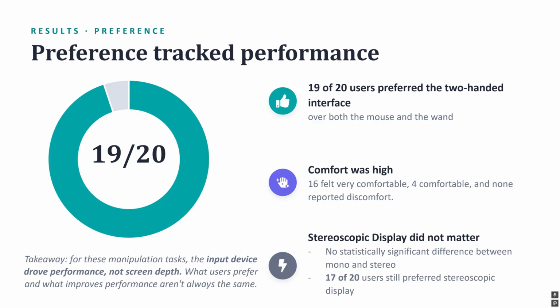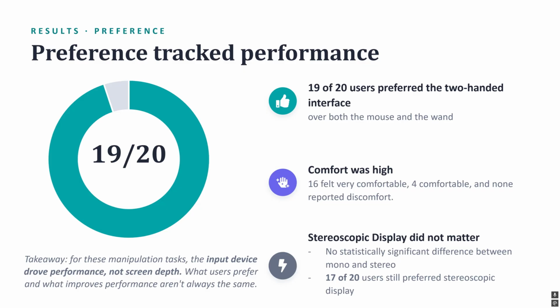As for the display, it did not matter. No statistically significant difference was found between mono and stereo, but 17 of 20 users did say that they preferred the stereo display. This shows us that the input device really drove performance, not screen depth.